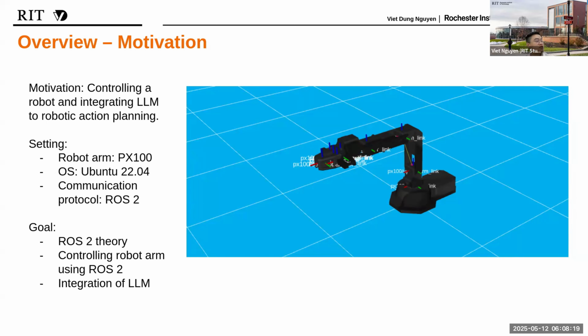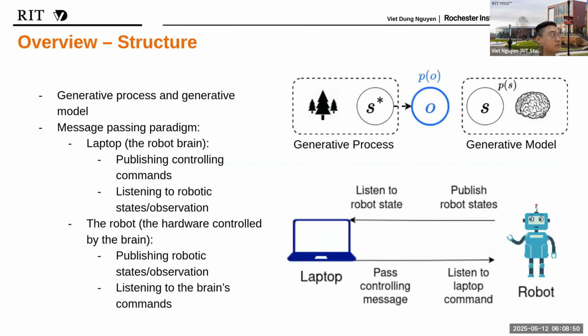The motivation here, as I mentioned, is how to control a robot and integrate LLMs into robotic action planning. So the goal here is to learn how we do it using ROS2. We have to learn the ROS2 theory, and then how do we control this robot arm using ROS2, and then we are going to do some small integration of LLMs into the robot.